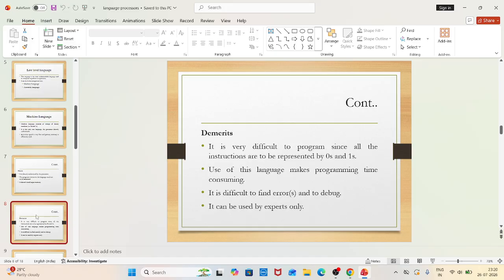Disadvantages. It is very difficult to program since all the instructions are to be represented by zeros and ones. Use of this language makes programming time consuming. So it is difficult to find errors and to debug. It can be used by experts only.